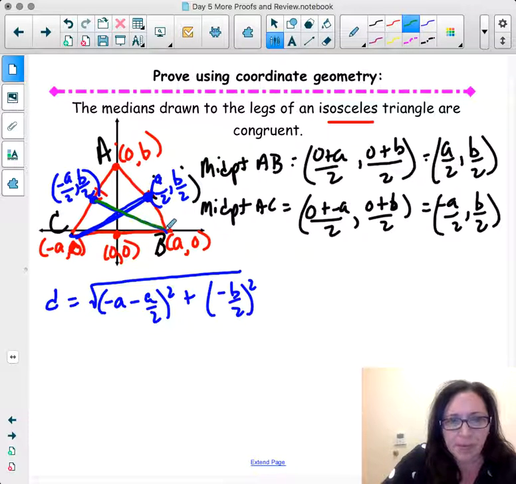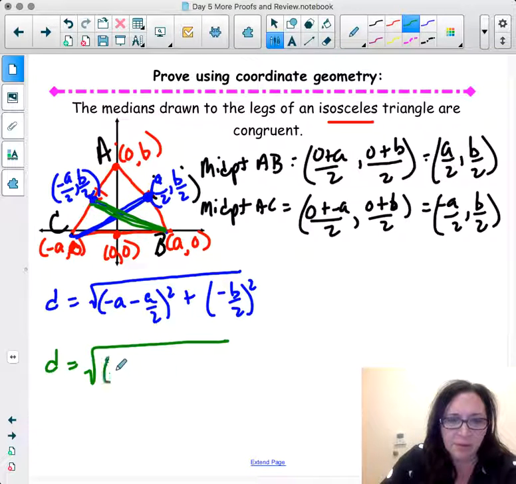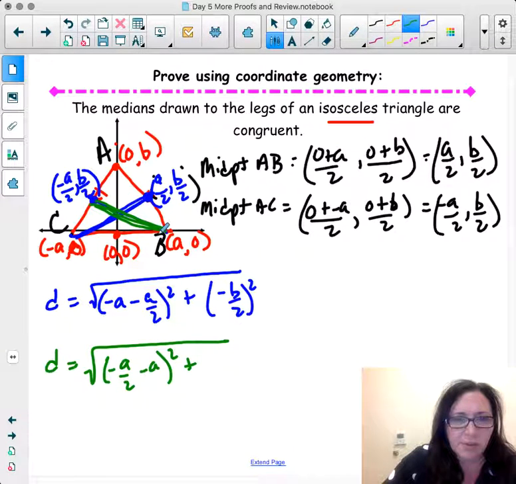Now the other distance, I'll put that in green. So this one right here is what I'm looking for now. Distance equals the square root of negative A over 2 minus A, quantity squared, plus 0 minus B over 2, quantity squared. This minus this and this minus this, so that'll be B over 2 quantity squared.